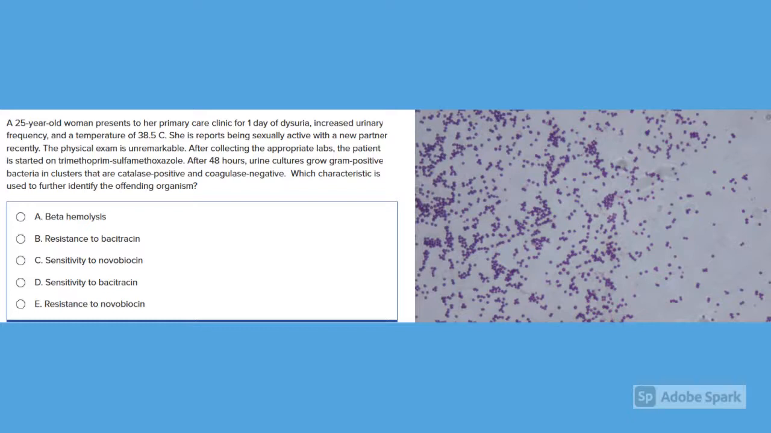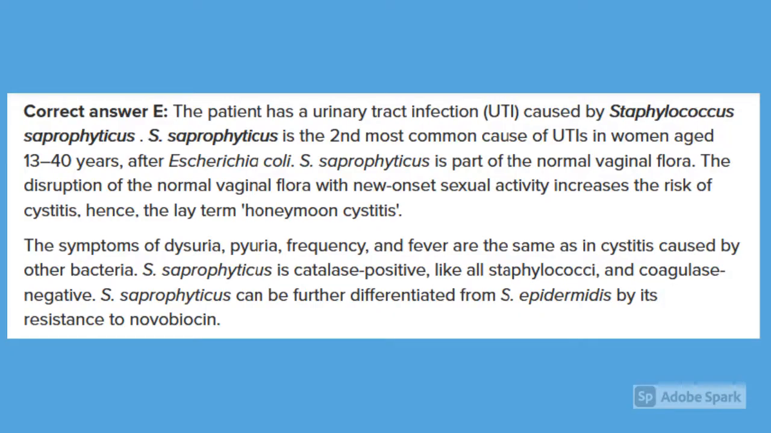Correct answer, E. Explanation. The patient has a urinary tract infection, UTI, caused by Staphylococcus saprophyticus. Staphylococcus saprophyticus is the second most common cause of UTIs in women aged 13 to 40 years, after Escherichia coli. Staphylococcus saprophyticus is part of the normal vaginal flora. The disruption of the normal vaginal flora with new onset sexual activity increases the risk of cystitis, hence the late-term honeymoon cystitis. The symptoms of dysuria, pyuria, frequency, and fever are the same as in cystitis caused by other bacteria.